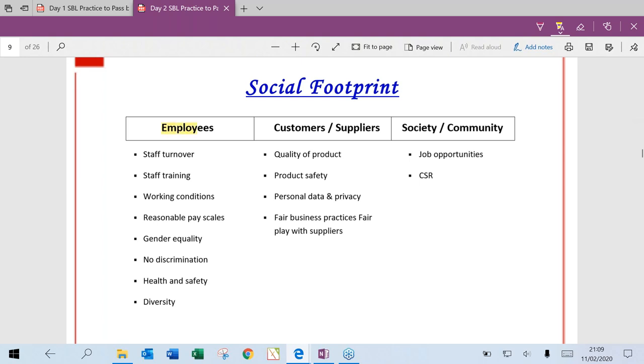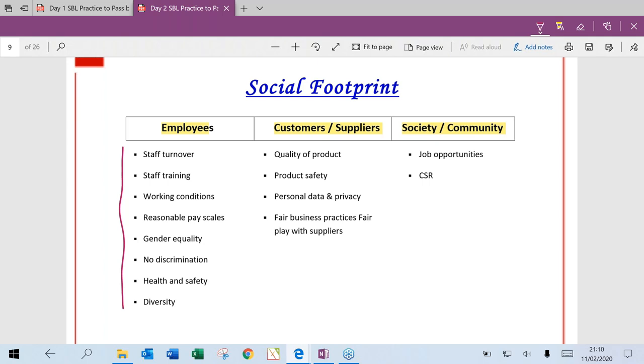Social footprint includes employees, customers and suppliers, and society and community. Remember, whenever you get a question on social footprint, you need to touch upon employees, customers, suppliers, and society. When we talk about employees, what do we mean? All these aspects: staff turnover, staff training, working conditions, reasonable pay scales, gender equality, no discrimination, health and safety, diversity. All these fancy words pertain to employees and staffing.